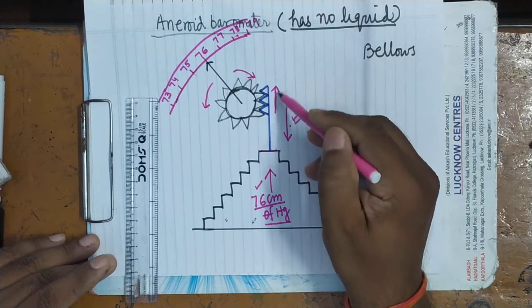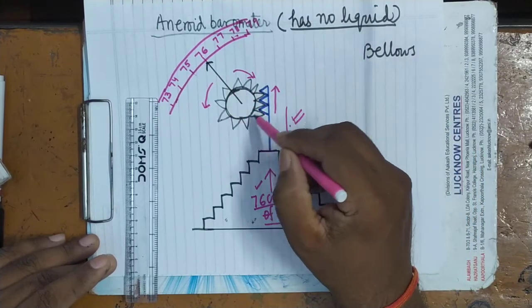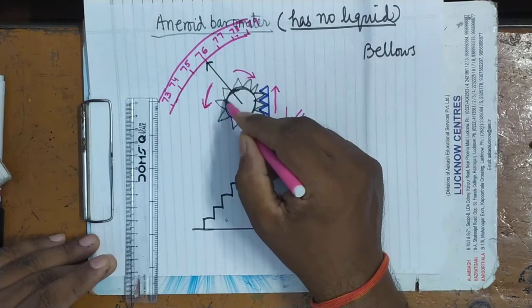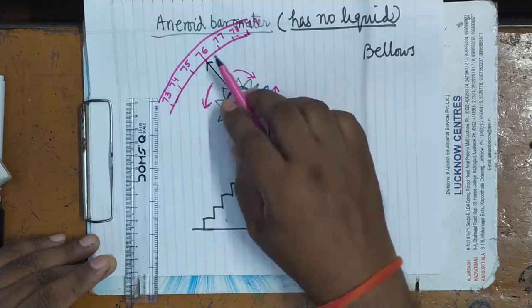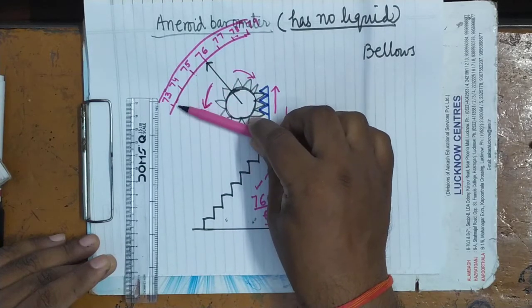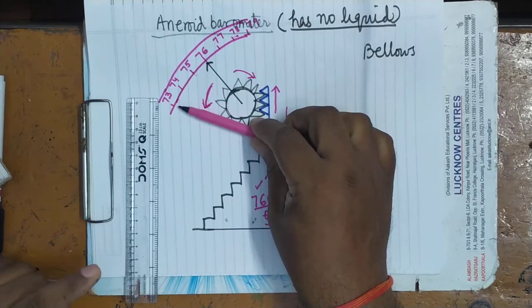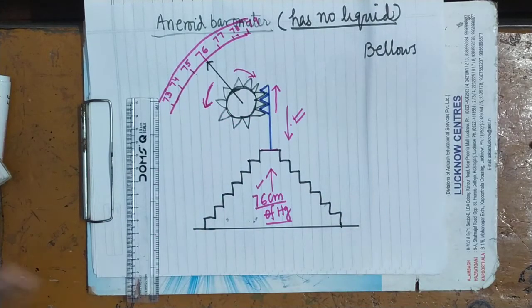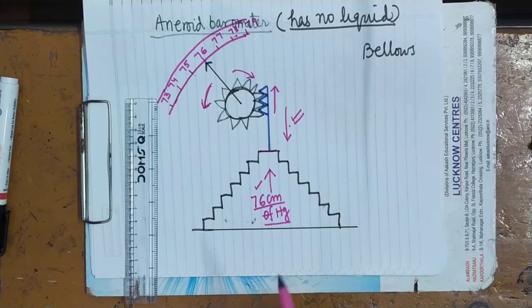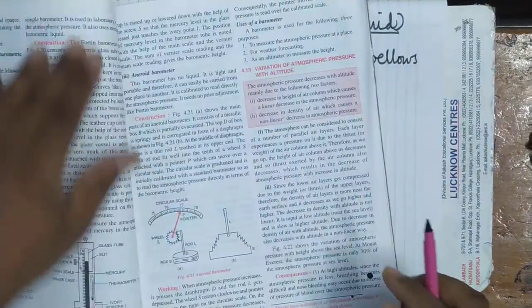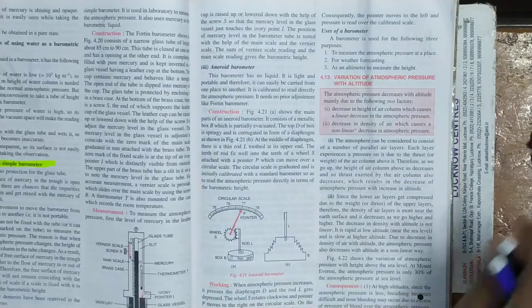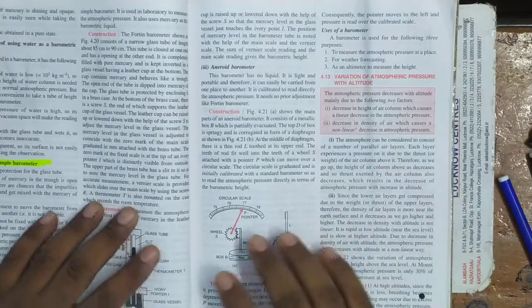When the rod moves up, this circular wheel will rotate in this direction. And when the circular wheel rotates in this direction, this pointer will move in this direction, and we will get the new value of pressure. So this barometer is free, it is not using mercury. It's clear. We call this an aneroid barometer.